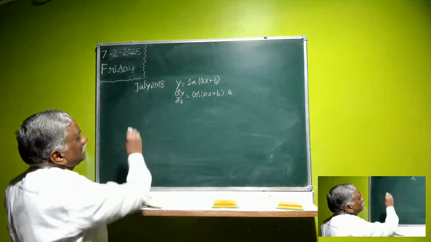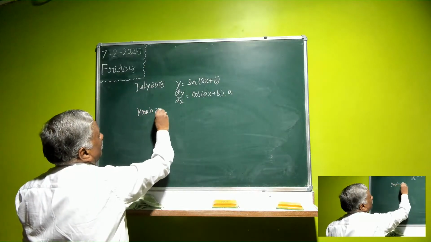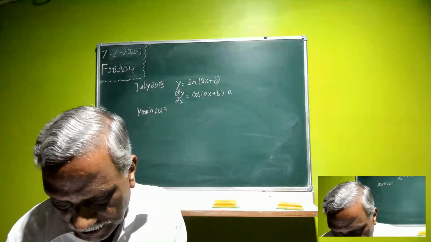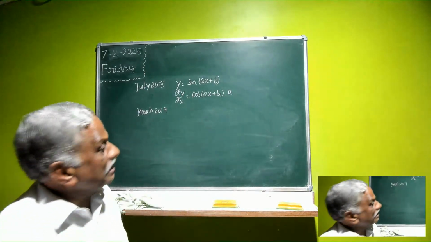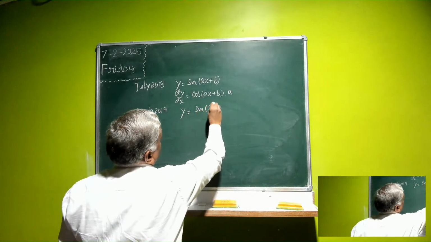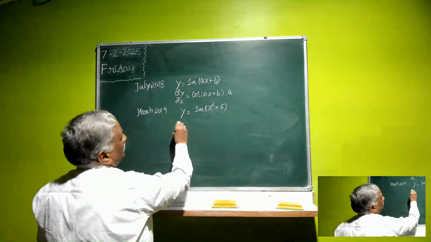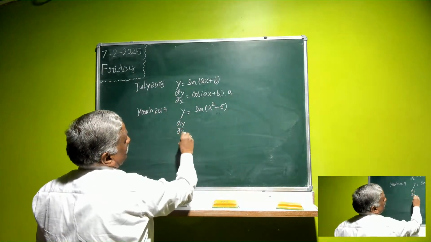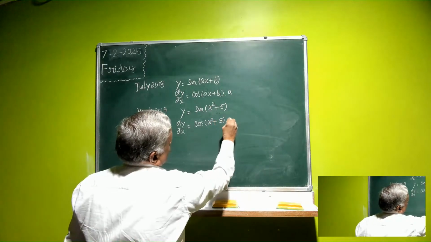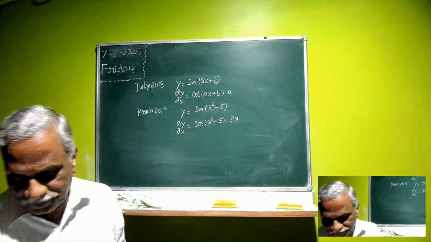Then March 2019. It is y is equal to sine of x square plus 5. Another very simple problem. Dy by dx is equal to sine becomes cos of x square plus 5, then 2x. A simple problem on chain rule.